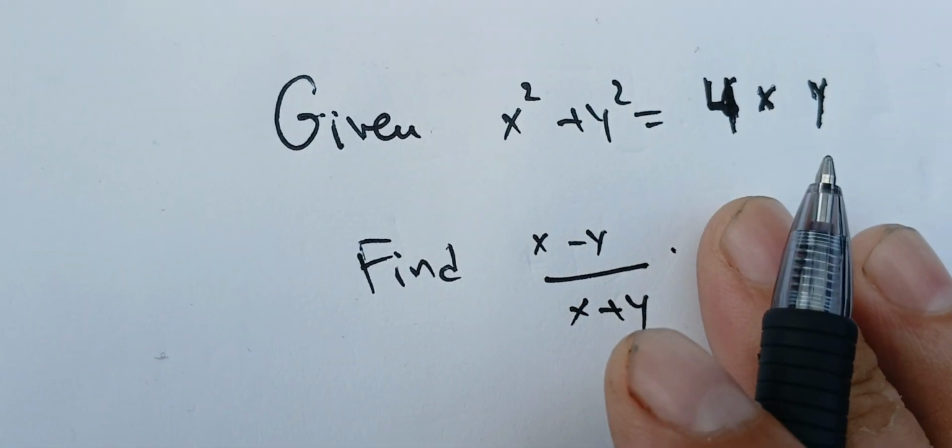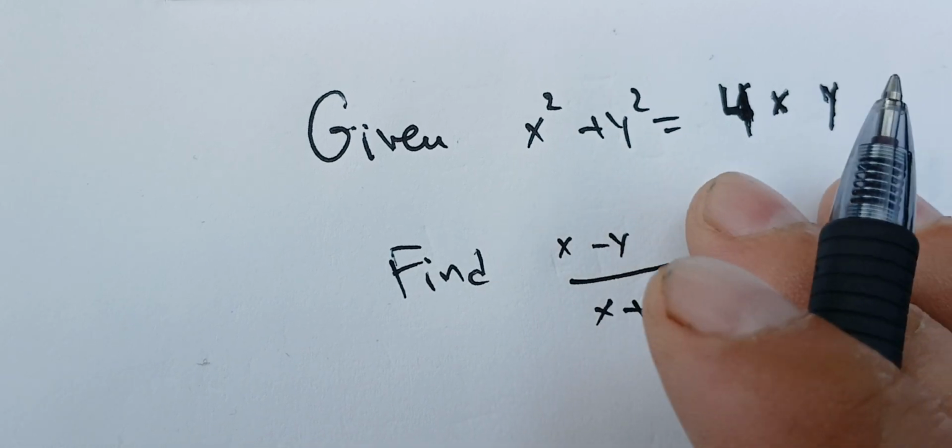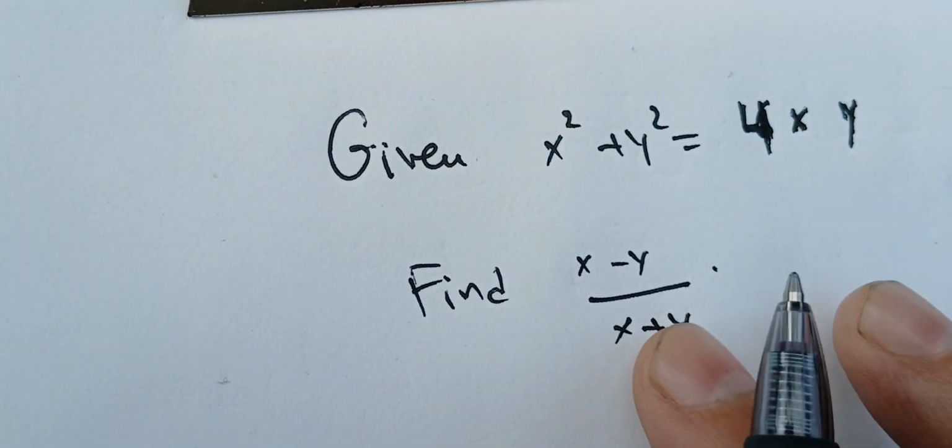In this video, we're going to solve the following ratio. Given that x squared plus y squared is 4xy, we want to find (x minus y) over (x plus y).